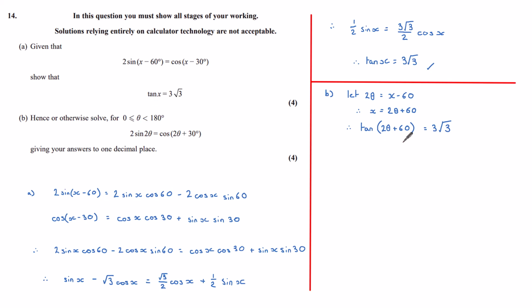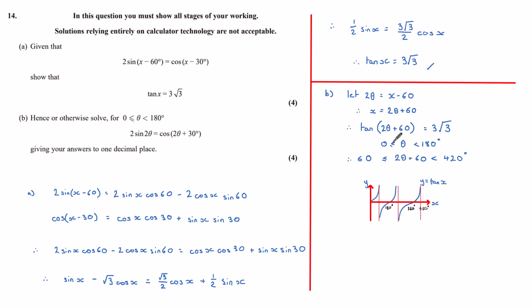Now since we have 2 theta plus 60, the next thing we need to do is change our range. So we're solving between 0 and 180. In order to change the range for this 2 theta plus 60, we do 2 times 0 plus 60 to the 0 here, and we do 2 times 180 plus 60 to the 180. So our 2 theta plus 60 is going to be in the range 60 to 420.